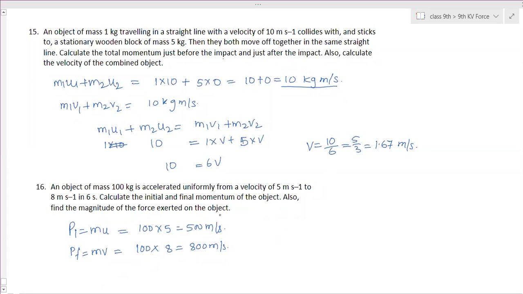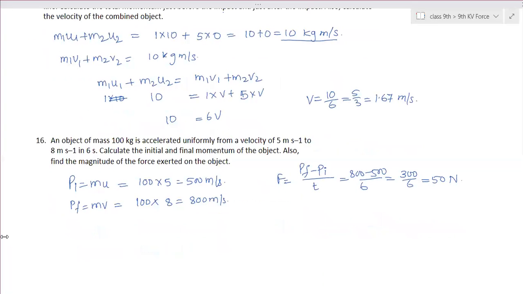Initial momentum is done, and then the magnitude of force. Force is equal to change in momentum by time. So final momentum minus initial momentum by time, 800 minus 500 by time 6. 300 by 6 is equal to 50 Newton. Ma'am, yes, the initial momentum and the final momentum should be in kg meter per second. Yeah. Sorry.